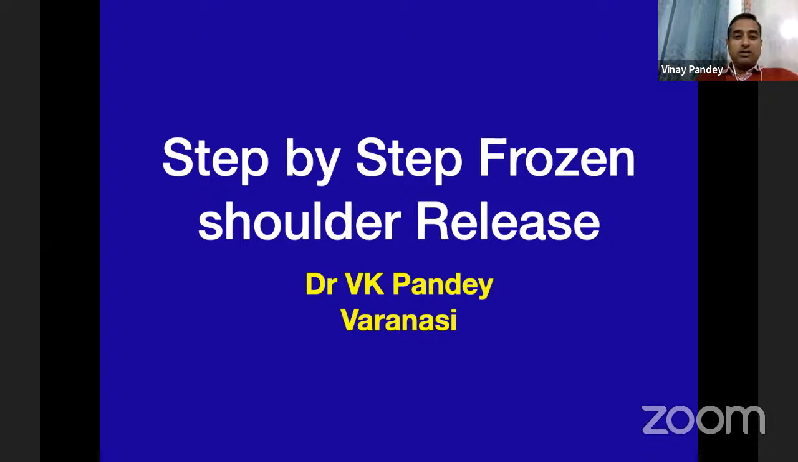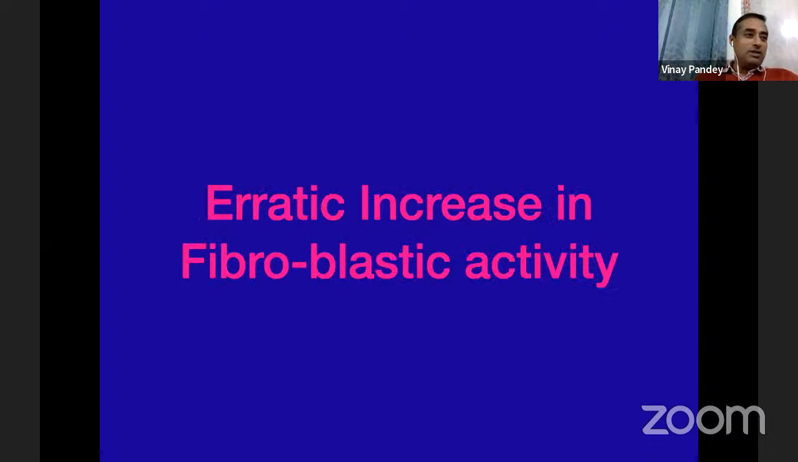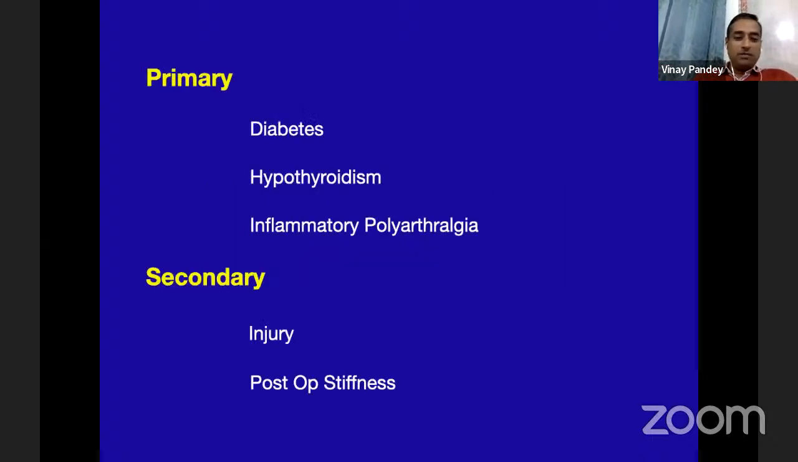Thank you, Sundar sir. So I'll talk about frozen shoulder. It's very commonly seen in the OPDs. And recently I heard some big, very senior surgeon saying he had never released a frozen shoulder. So I think it's a very hot topic to be discussed. The basic pathology in frozen shoulder is erratic increase in fibroblastic activity of the shoulder joint capsule. Everybody knows this. The presentation can be of two types. It can be primary, which is seen in diabetics, the hypothyroid population, and in inflammatory polyarthralgia. And the secondary frozen shoulder is seen after injury, post-op, or as a post-op complication.